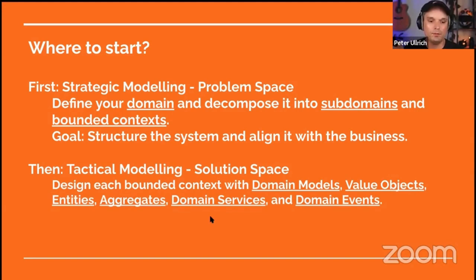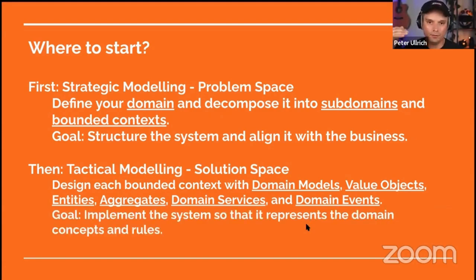Here you have different concepts, like you design your bounded context. You design every bounded context that you found in the strategic modeling. You design it with domain models, value objects, entities, aggregates, domain services, and domain events. And I will explain all of these eventually. And the goal of this is to implement the system in a way that it really represents the domain concepts and the rules that exist in your business. Because every business has rules. You might call it rules or logic. If this is a certain way, then that might not happen, but on a business level, not just if something is not active, then you should do something else. It's bigger business processes. So that's the second step.